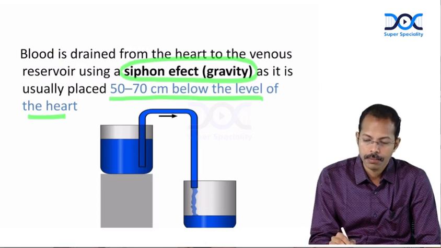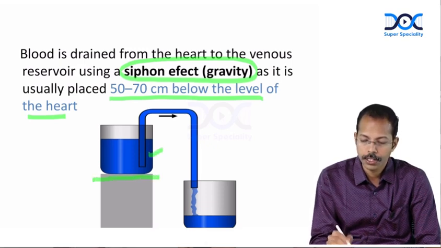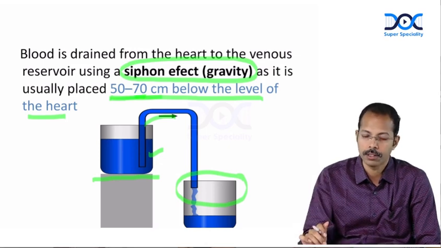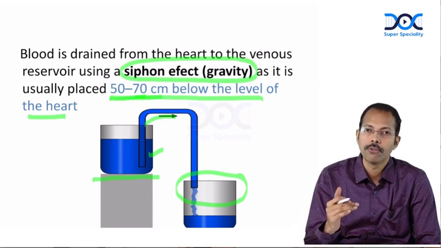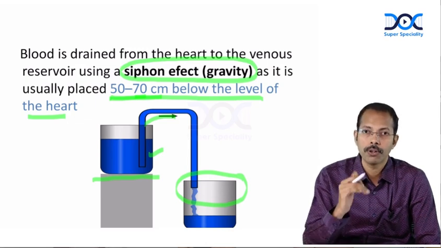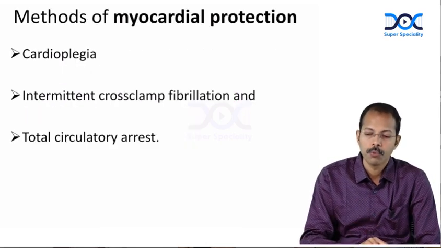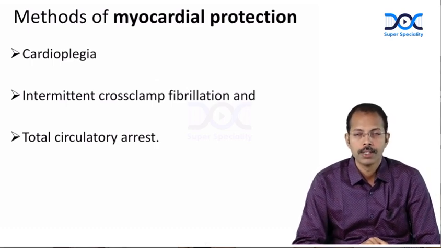See, consider this is the table. This is the atrium. This is the venous cannula. The reservoir from the heart lung machine should be kept at 50 to 70 centimeters below the level of the heart. That is very important for efficient functioning of the siphon effect to drain the venous blood from the right atrium. Next, we can move on to myocardial protection.